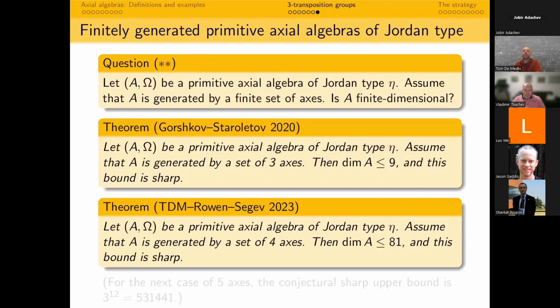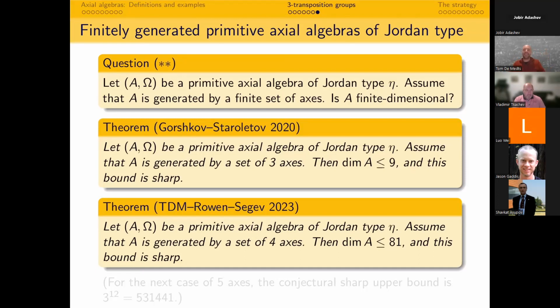So you really get 9-dimensional examples, which we've seen before. We had these Fischer spaces with 9 points for the affine planes. So they really give examples of 9-dimensional, three-generated primitive axial algebras of Jordan type. And here is our result that I want to discuss a bit, which is the fact that for 4-generated, we get this upper bound of 81. And again, this bound is sharp. We've just seen the example.